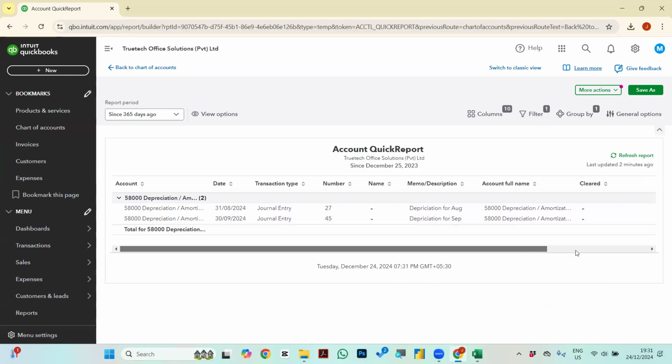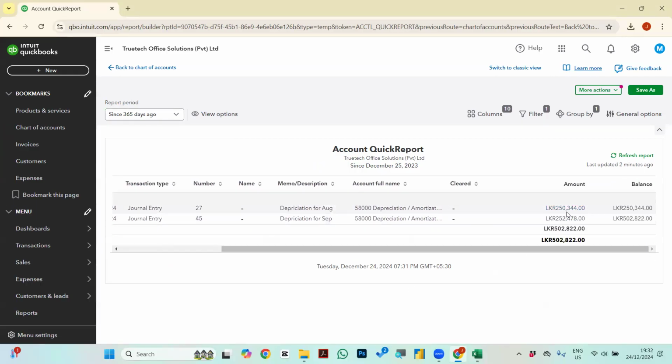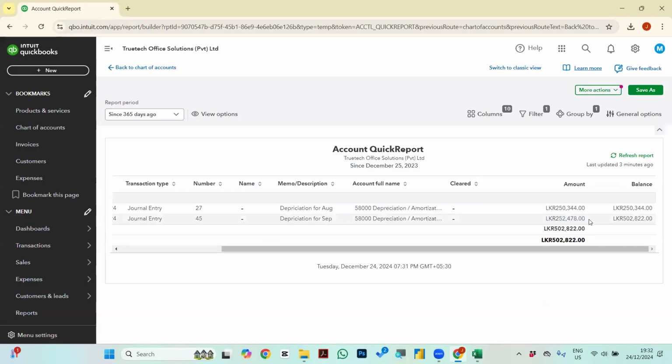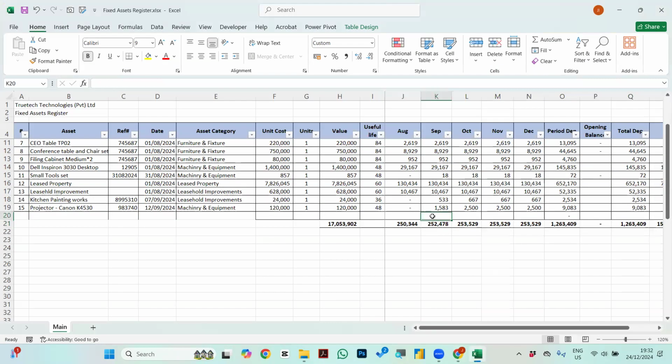August depreciation I have recorded 250,344. Yeah, you see here 250,344 for the month of August. September we got some new fixed assets also. Altogether it's 252,478. You see here 252,478. That's what we have recorded. Now in October we have some new fixed assets we bought, small fixed assets. We are going to include here.